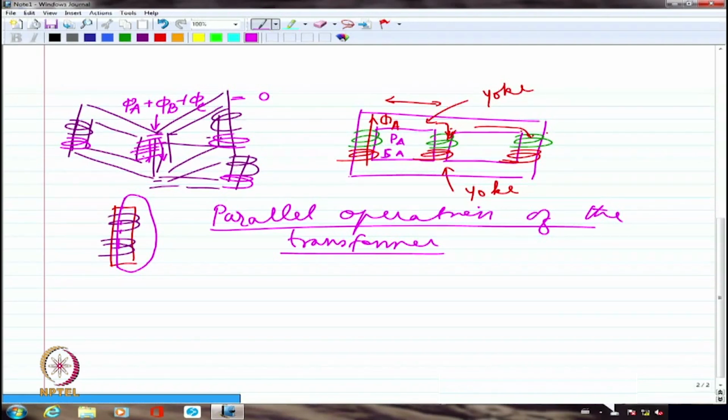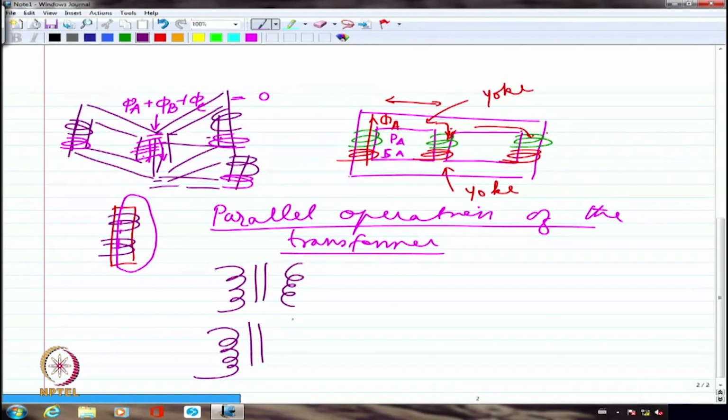You should first understand what parallel operation is. Let me show at least a circuit. Then you may be able to understand why we are connecting them in parallel. Let us say these are the primaries of two transformers. I am showing single phase, of course. And these are the secondaries of the two transformers. Let us say this is dot, this is dot. Similarly for this, I am showing this is the dot, this is the dot. So I am showing the voltage rise in this direction. Here also the voltage rise in this direction. Okay.